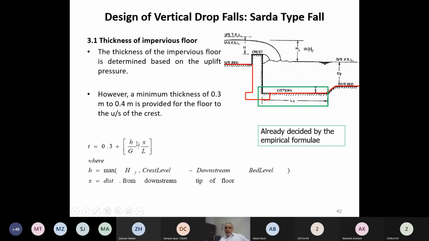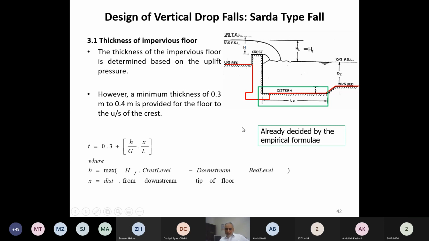You can see its derivation is available in the book, how they have reached this formula. The uplift pressure is actually balanced by the downward load of that material in 1 meter square area, and in this way thickness is decided. In addition to that, a factor of safety of 0.3 meter is added into it.